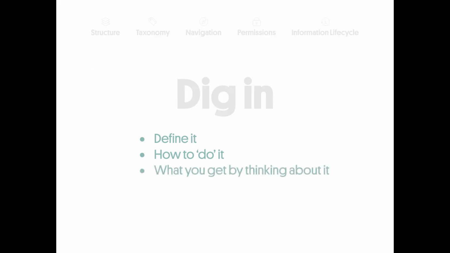Now for each of these, I'm going to dig in a little bit further. I'm going to define what it is a little bit more and talk about it in relation to Confluence. I'm going to show you how we do it and how you go about planning for these things, including the tables that we use and that you can use too. And then I'm going to talk about what you get by doing this, what you get by planning it out, and why this will help your overall site design. These are the concrete steps that you can take away from this webinar. So let's get right in.